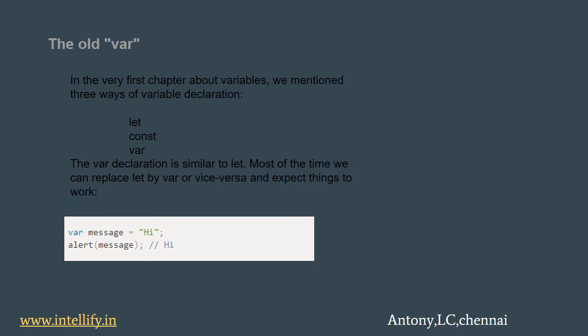As we already discussed about variables, we can declare variables in three ways: let, const, and var. The var declaration is similar to let. Most of the time, we can replace let by var or vice versa and expect things to work. But internally, var is a very different beast that originates from very old times. It is generally not used in modern scripts, but still lurks in the old ones. If you don't plan on meeting such scripts, you may never see var.